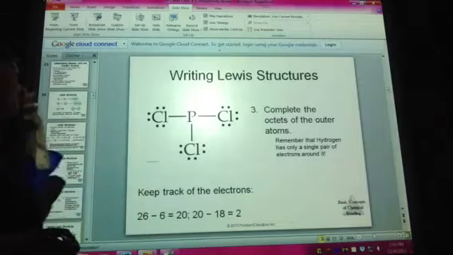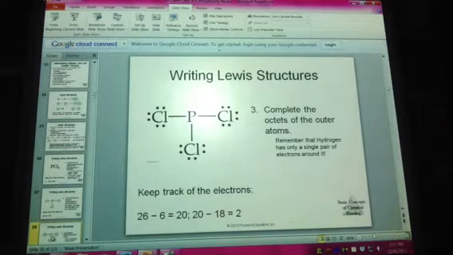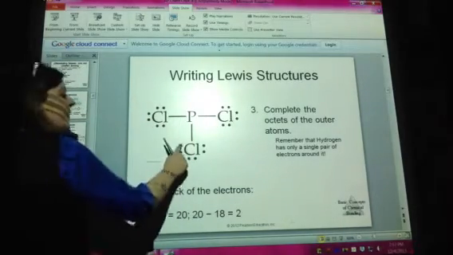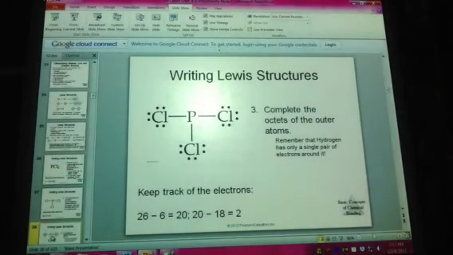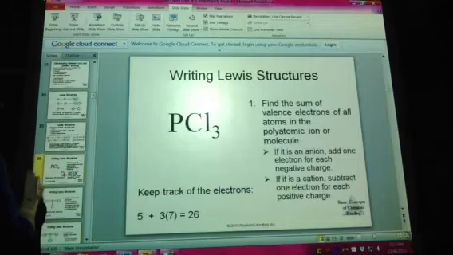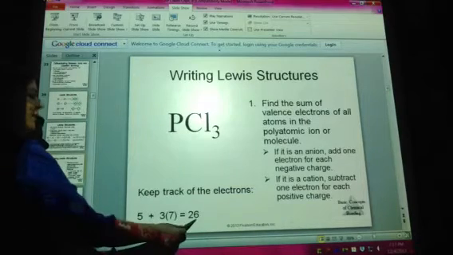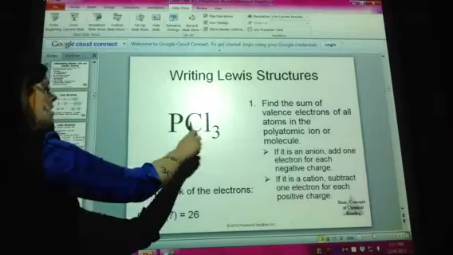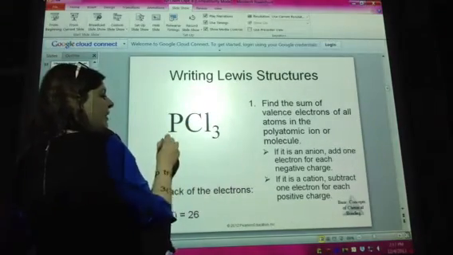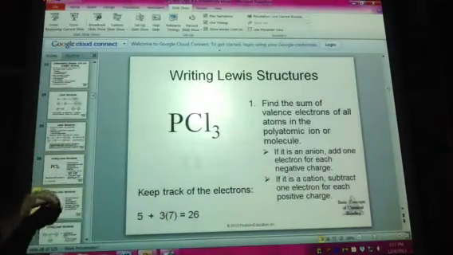The third step would be to complete the octets on the outer atoms first. And remember that hydrogen only has a single pair of electrons around it. So hydrogen, remember, is that special little guy. So I have chlorine around this phosphorus, so we added the extra electrons around chlorine here, and down here we were keeping track. So when we found our total number of valence electrons, we found that it was 26 in PCl3, because we have 7 for one chlorine, but 3 of them, so that's 21, plus 5 more would be 26, so that's how we got 26 here.